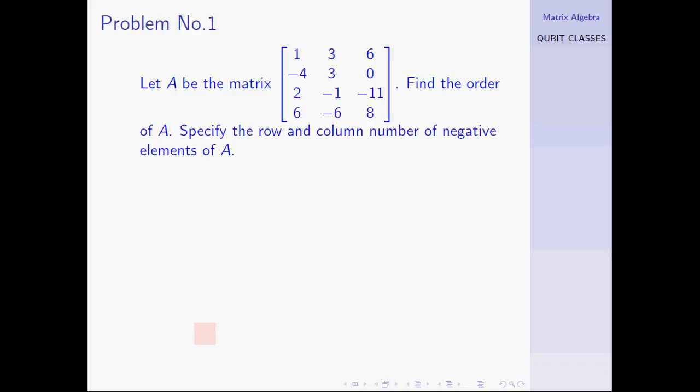So consider the first problem. Let A be the matrix with rows 1, 3, 6; minus 4, 3, 0; 2, minus 1, 11; and 6, minus 6, 8. Find the order of A. Specify the row and column number of negative elements of A.